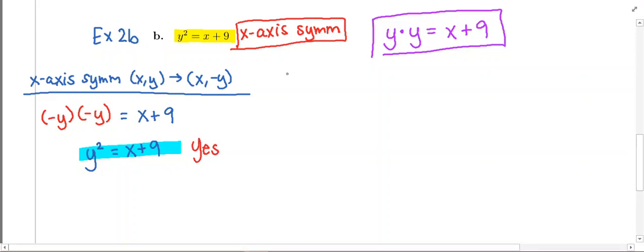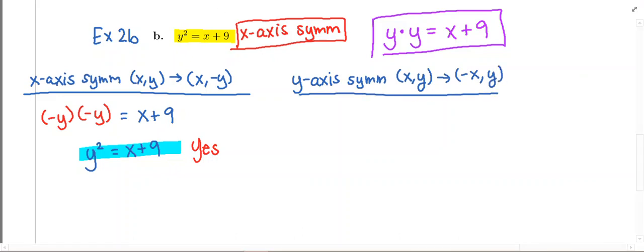All right, so now we move on. Let's take a look at y-axis symmetry. So we know the rule for y-axis symmetry is that if you start with a point x, y, the x-coordinate will change sign. You're going to keep y the same. All right. So we're going to go to our purple box. We need to replace every instance of x with negative x. So we don't need to do anything with the y. So we're going to have y times y is equal to, instead of x, we're going to make the replacement negative x. And then tack on the plus 9.